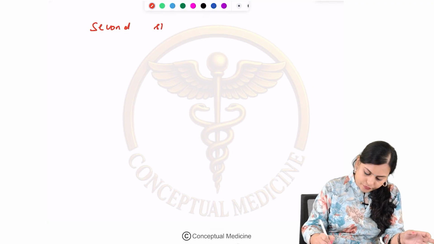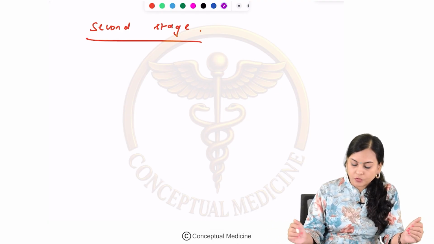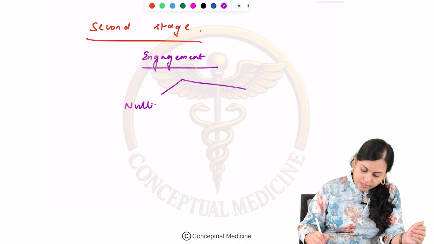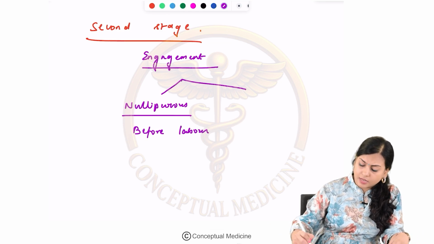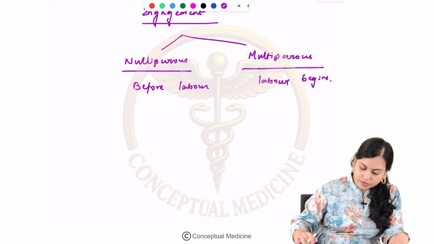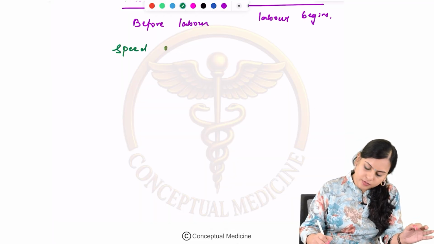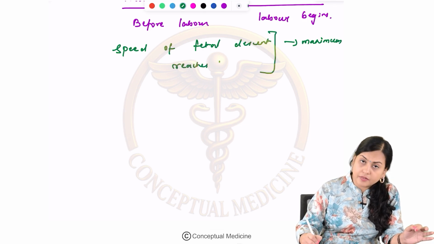Now we'll see what are the changes that are going to happen in the second stage. So in the second stage, it is very important to note when the engagement is going to happen. Engagement of the fetal head happens in a nulliparous before labor itself, whereas in multiparous the engagement happens only when labor begins. And the speed of descent of the fetal head is maximum during the second stage. Speed of fetal descent is maximum. And here it descends and reaches the pelvic floor.